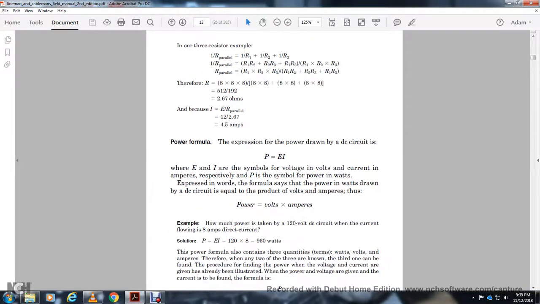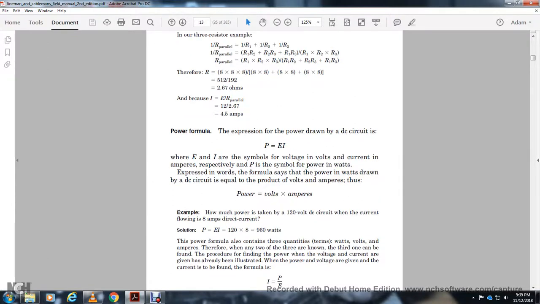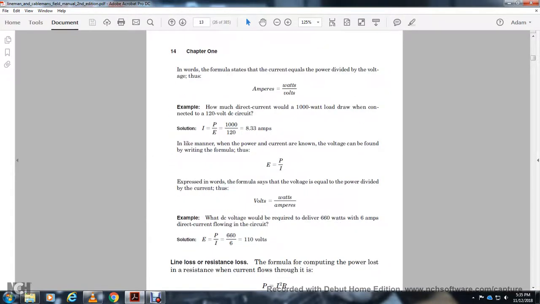The power formula contains three quantities: watts, volts, and amps. Therefore, if any two are known, the third one can be found. Besides finding the power from the volts and current as already illustrated, if the power and the voltage are given, the current is found with the formula: amps is equal to the power over the volts. In words, the current is equal to the power divided by the voltage: amperes equal the watts over the volts.